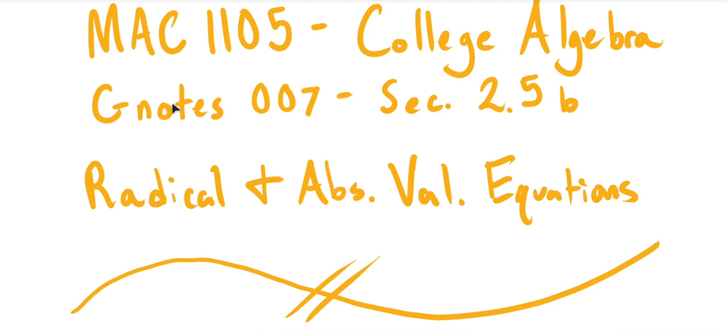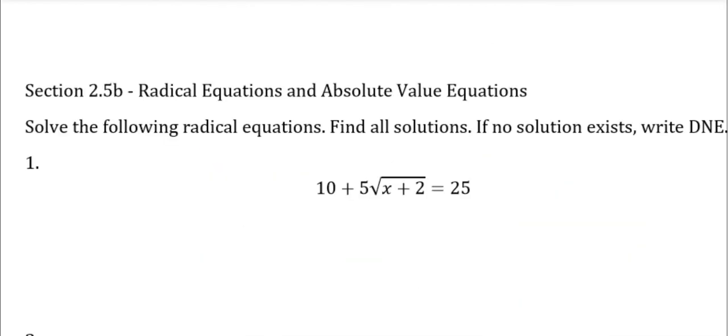My name's Sean Perry. This is guided notes number 7 in the series on section 2.5b, Radical and Absolute Value Equations. The main idea in this section, as far as solving radical equations is concerned, is going to be to cancel them using exponents.